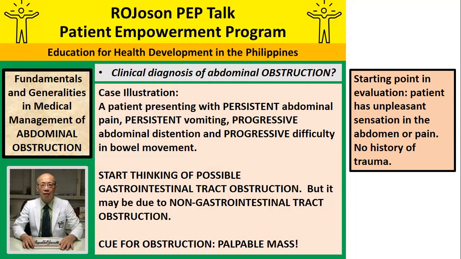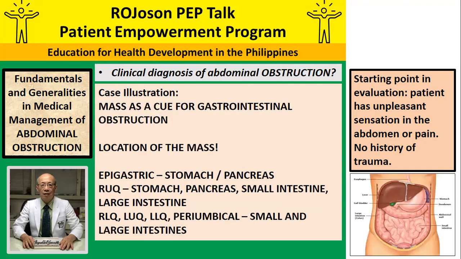But it may also be due to non-gastrointestinal obstruction. But you suspect it first. Then you look for more cues, more symptoms, that will suggest obstruction. So if there's a palpable mass, then you think of the mass as the cause of the obstruction.